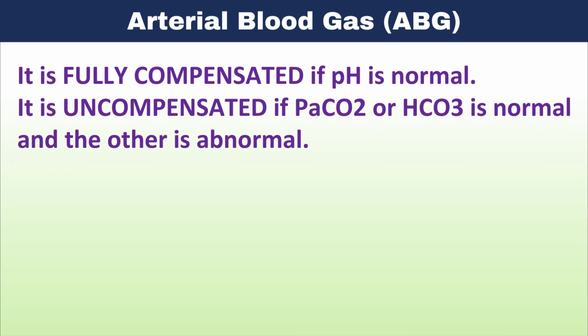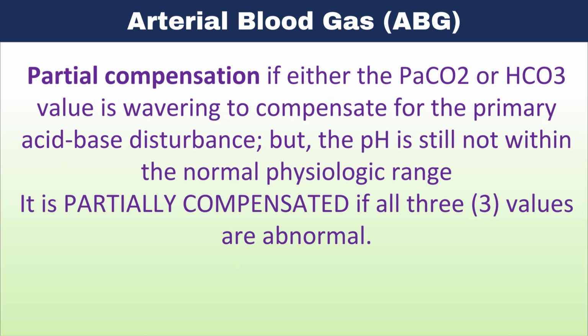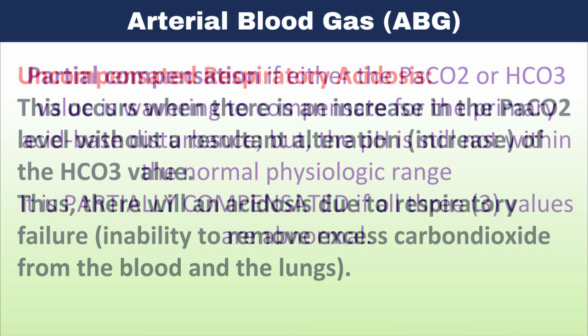If pH is abnormal with abnormal HCO3 and CO2, it is uncompensated. If either the PaCO2 or HCO3 value is changing to compensate for the primary acid-base disturbance, but the pH is still not within the normal physiological range, it is called partial compensation.